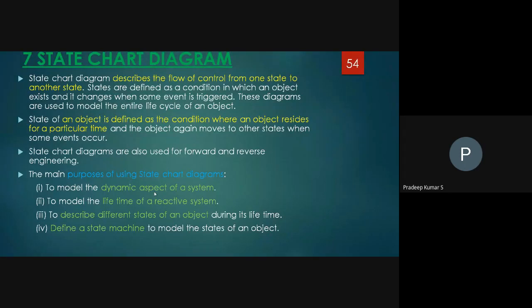Define the flow of control from one state to another state. States are identified as a condition in which an object exists and changes from some event's trigger. These state diagrams are used to model the entire life cycle of the object. Here also there is a good example.